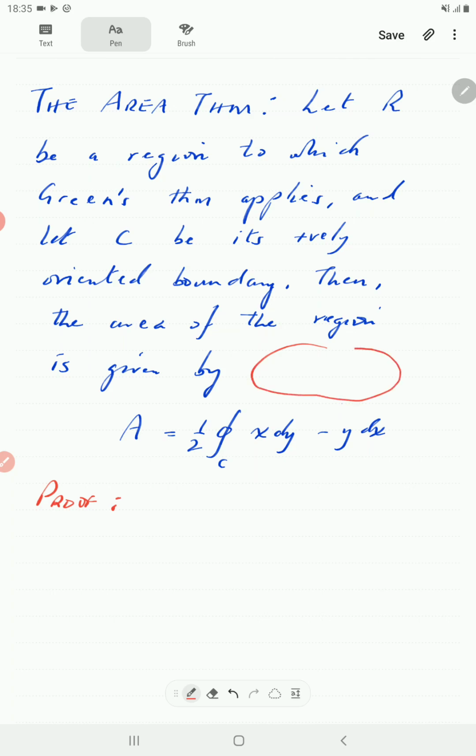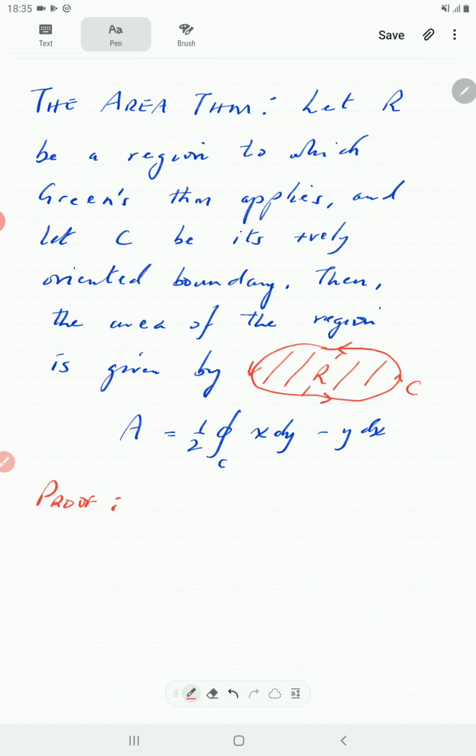So if this is the region R, C is the boundary, positively oriented. You're going to recall we said it's positively oriented if, as you traverse around C, the region is on your left. Then this expression here is going to give us the area of this region.